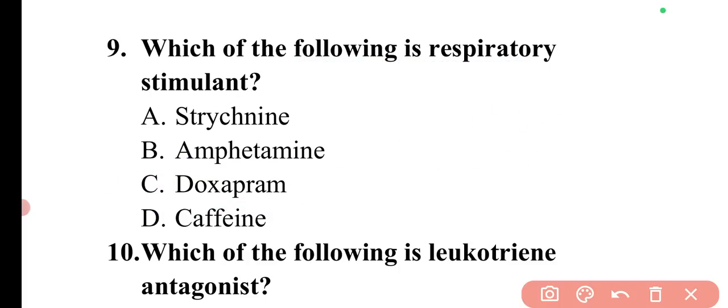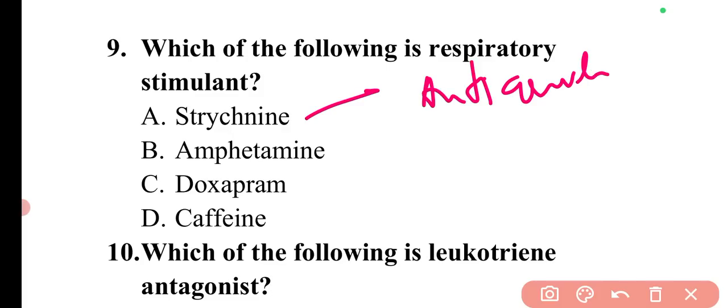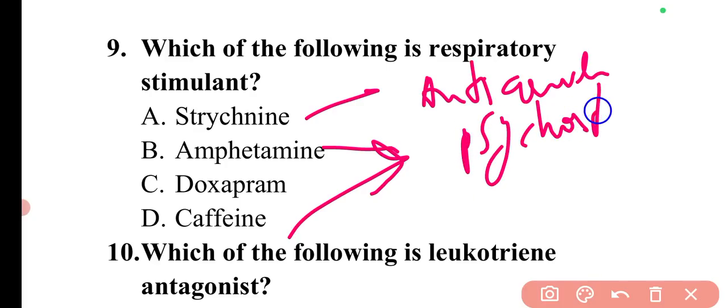If I talk about the drug strychnine, strychnine is a convulsant, not an anticonvulsant. Then there is amphetamine, and there is caffeine. These both drugs come under psychostimulants.